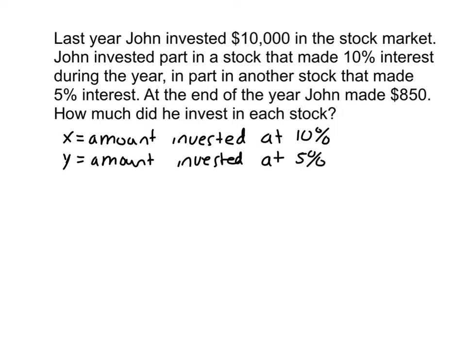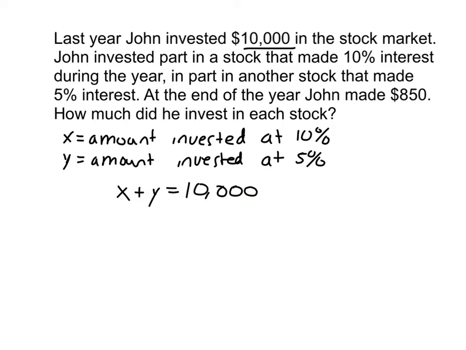Now I need to look for two equations. I have two unknowns, so I must have been given two equations here. First, John invested $10,000. We don't know how much he invested at both, but we have variables for them, X and Y. So if we add X and Y, we should get the $10,000, because X is the amount he invested at 10%, Y is the amount he invested at 5%, and if you add them together, you get the total amount that he invested.